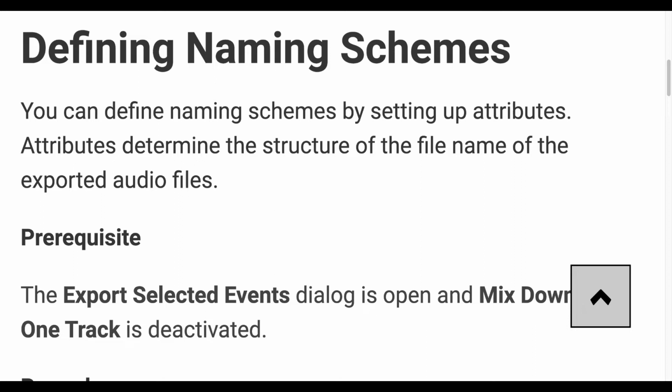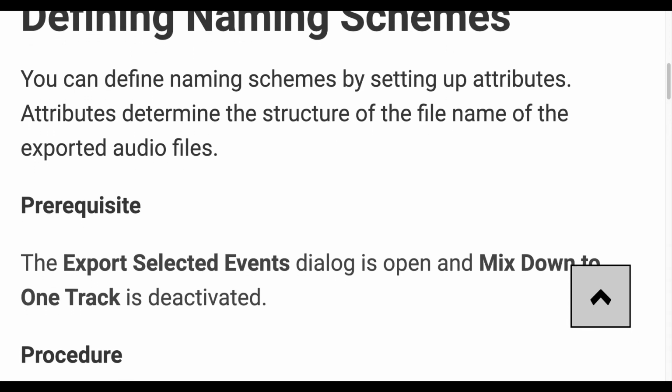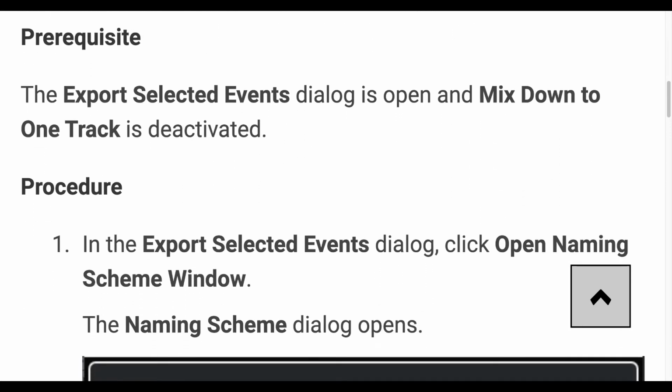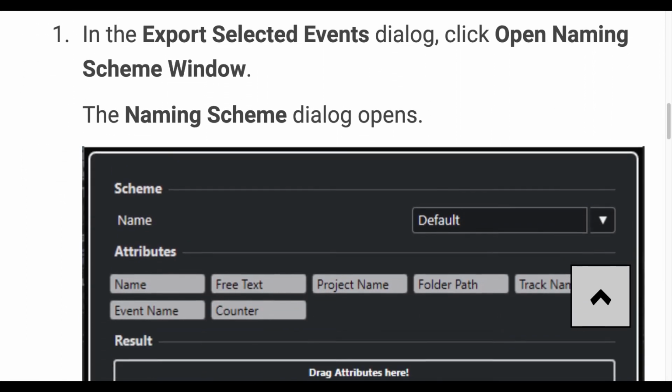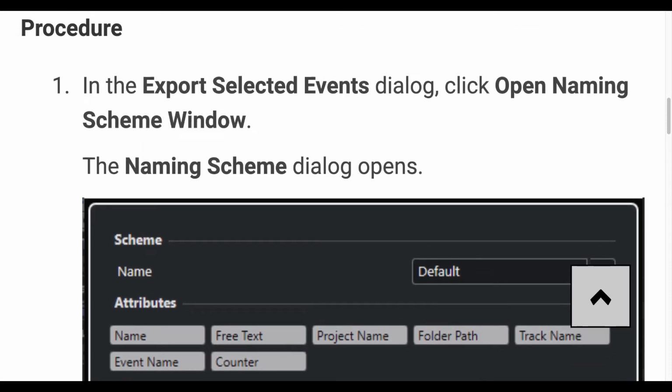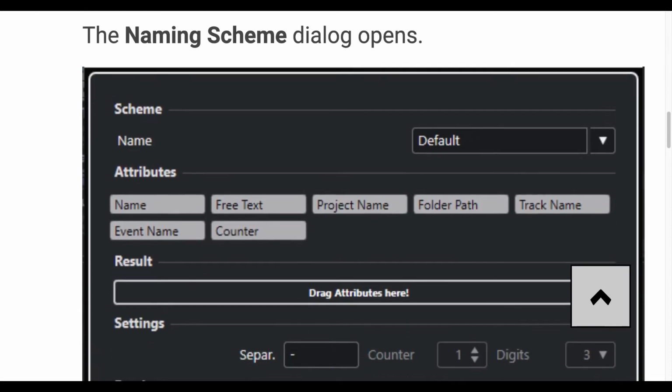Defining naming schemes. You can define naming schemes by setting up attributes. Attributes determine the structure of the file name of the exported audio files. Prerequisite. The Export Selected Events dialog is open and Mix Down to One Track is deactivated. Procedure. In the Export Selected Events dialog, click Open Naming Scheme window. The Naming Scheme dialog opens.